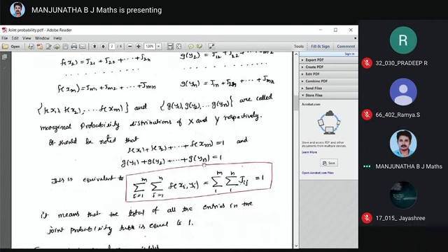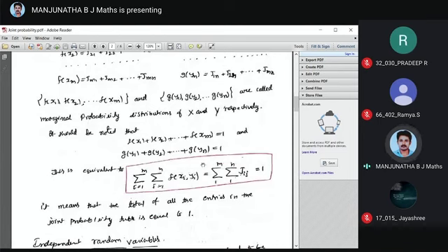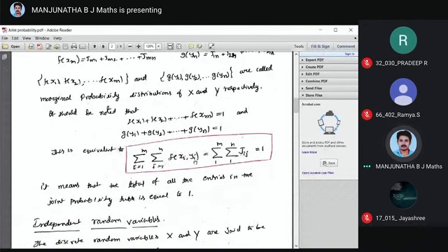And it should be noted that the total summation of f of xi is equal to 1 and the total summation of g of yj is equal to 1. Here i is the suffix for x, j is the suffix for y. Therefore, summation i from 1 to m, summation j from 1 to n, f of xi comma yj, that is jij, the joint probability table, is equal to 1. It means that the total of all the entries in the joint probability table is equal to 1.